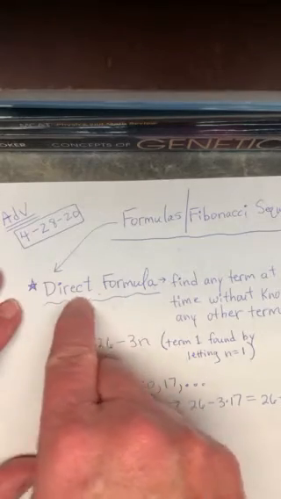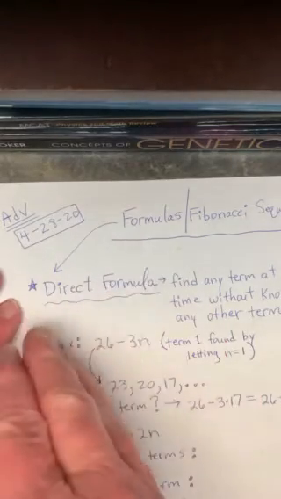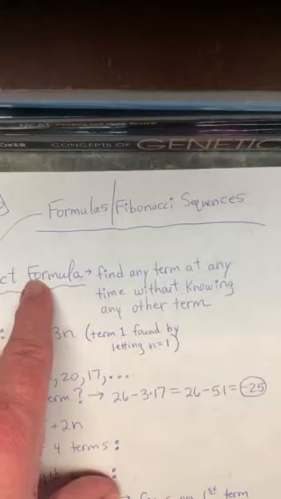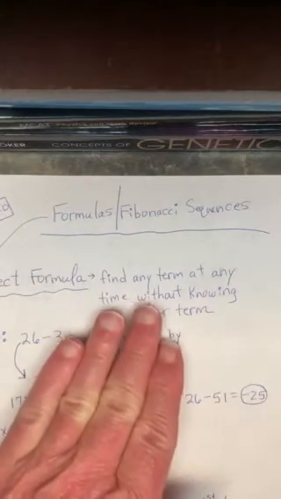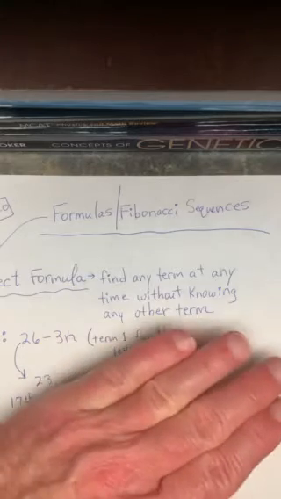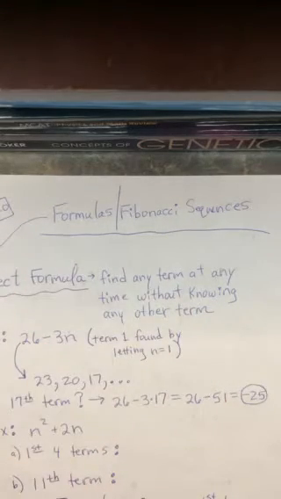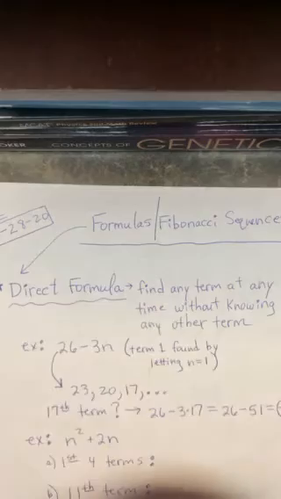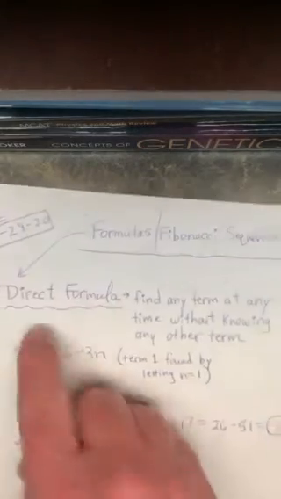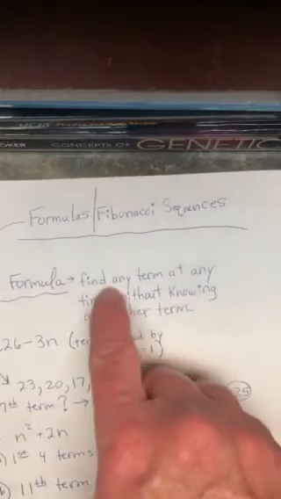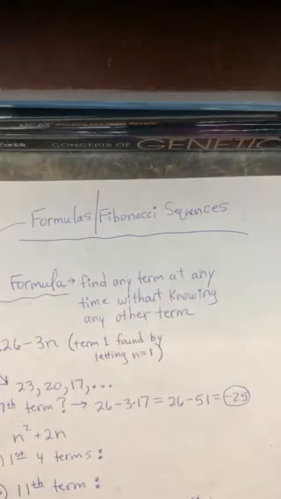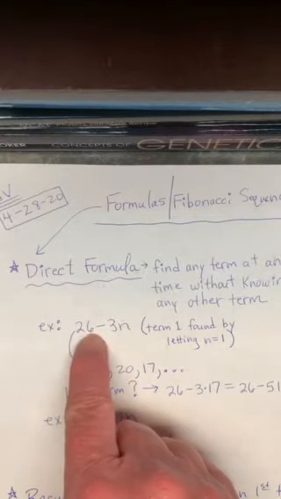Now, what is a direct formula? And by the way, we're talking about formulas used to generate sequences here. Simple little definition. A direct formula will allow you to find any term at any time without knowing any other term in that sequence. Because you've got, like it says, a formula that directly generates the sequence that we're creating. So again, quick definition for direct formula: it's a formula that you can use to find any term of the sequence at any time without knowing any other term. It's literally a formula representing the sequence of numbers you're going to generate.